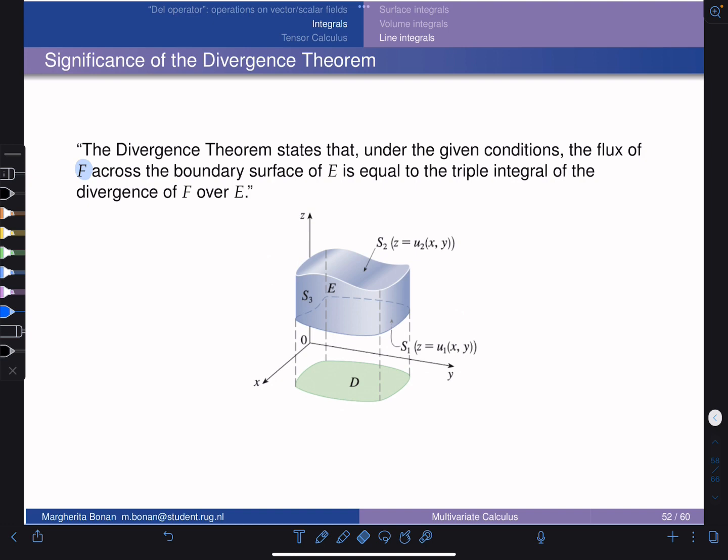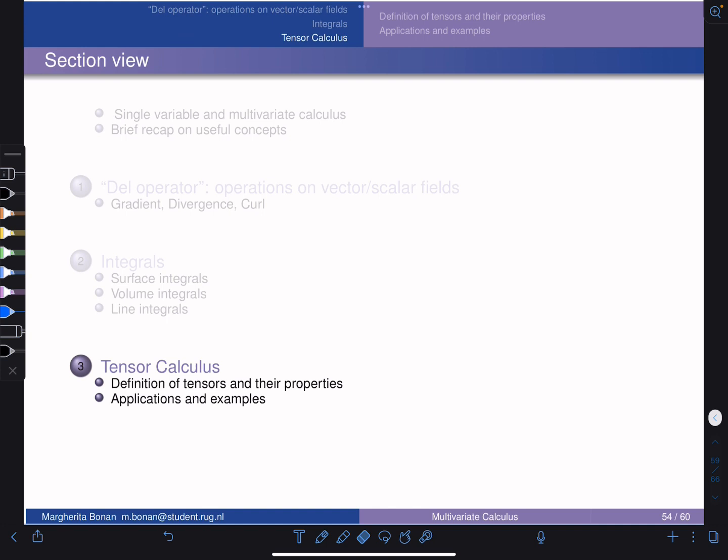So, for now, this is all. In the next video, we will see some definitions and some applications or examples about tensor calculus.